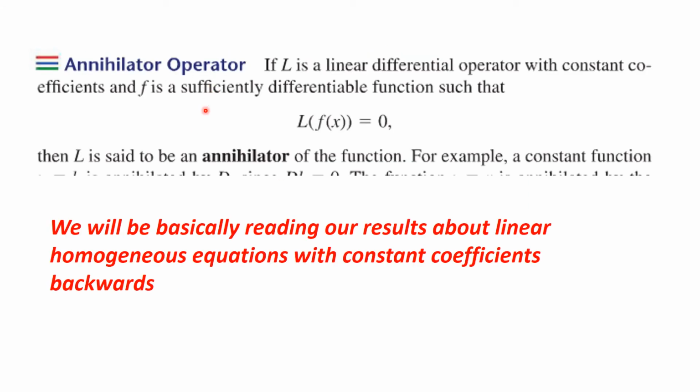Okay, now that we've done one, let's talk about what this is. So if L is a linear operator, if L operating on f of x gives you 0, we say L is an annihilator of f of x. And here I'm telling you that basically we're reading our results about linear homogeneous equations with constant coefficients. We're reading them backwards.